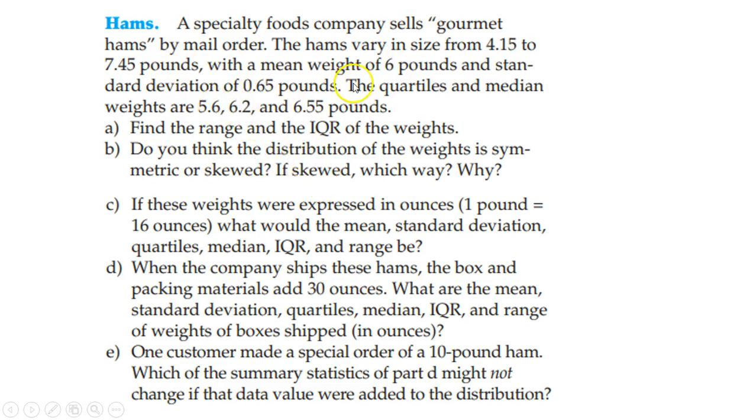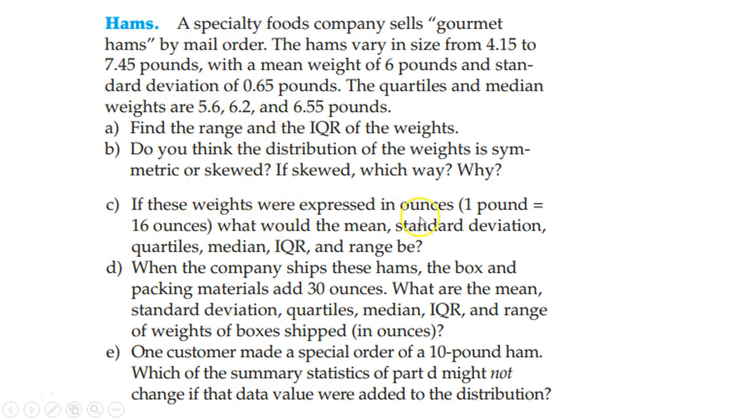So they're giving me enough data. The quartiles and the median are listed there. Do you think the distribution of the weights is symmetric or skewed? You need to compare the mean and the median to see what it looks like and why.